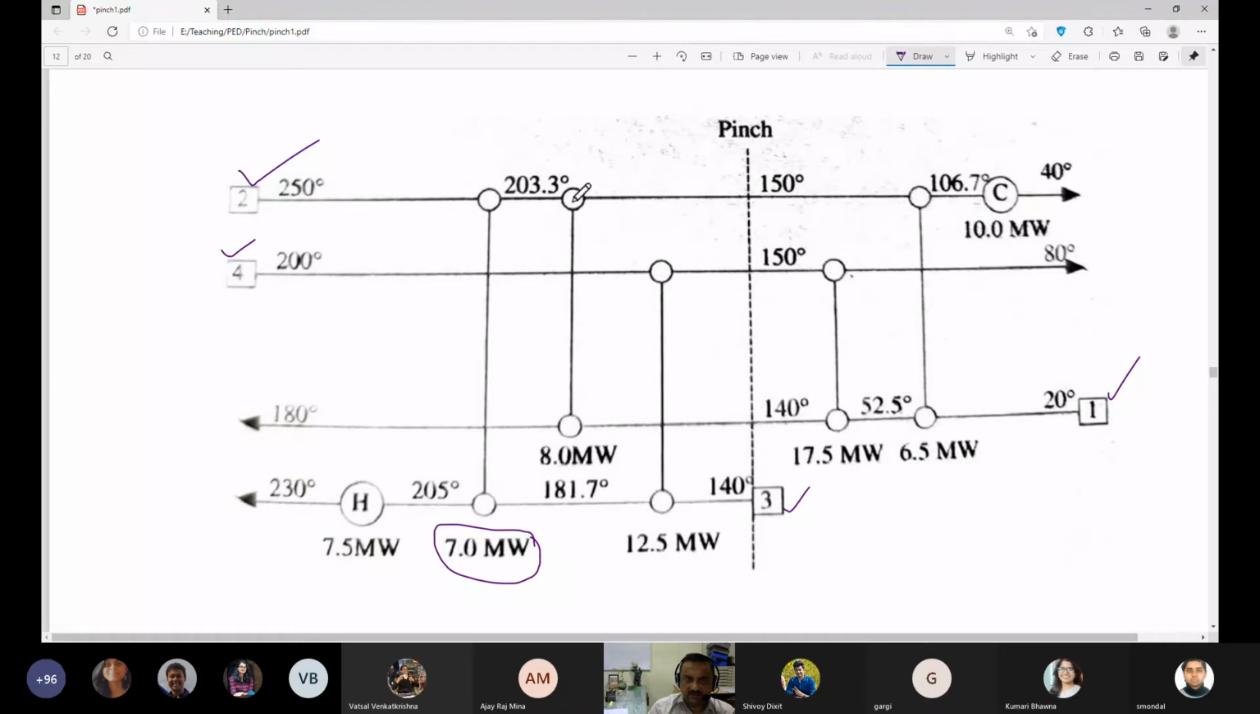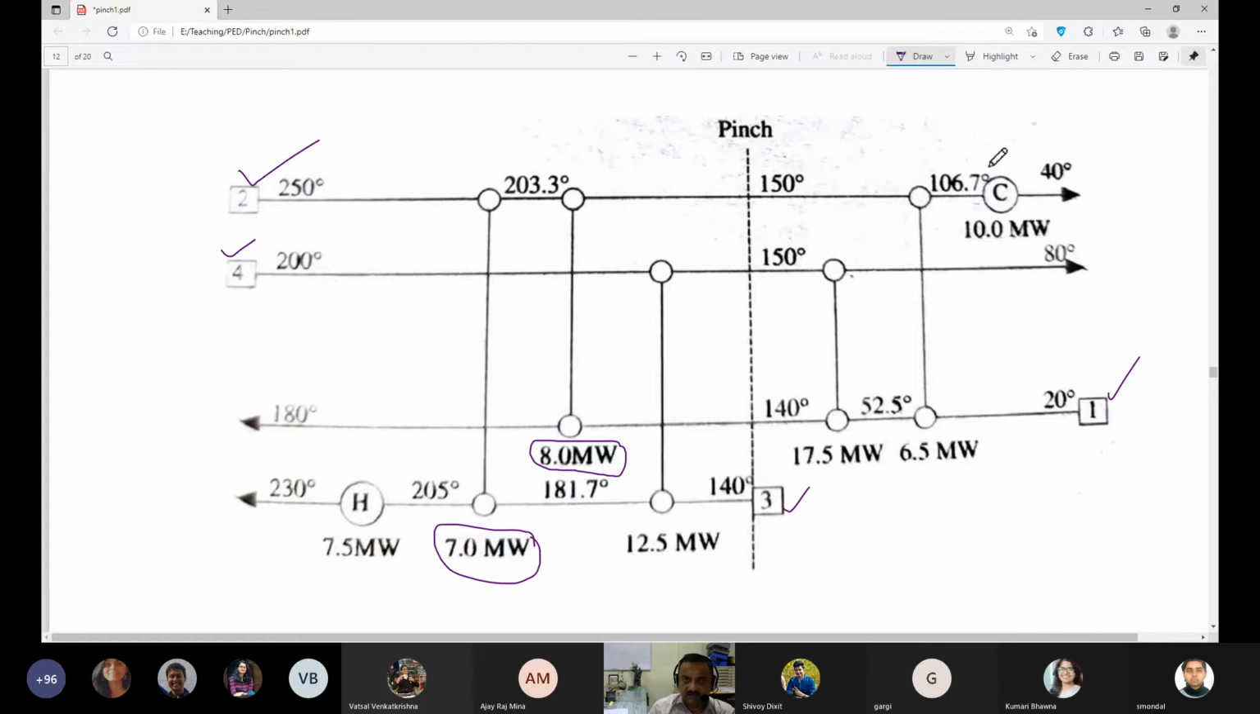Then I have another exchange between this stream and this stream, and the delta H of this exchange is 8 MW. The changes in temperature, you can see, are from 140 to 180 in this case, and in this case from 203 to 150. So this is the way you can draw the grid, and you can see from which stream to which stream heat is supplied and how much is the amount.